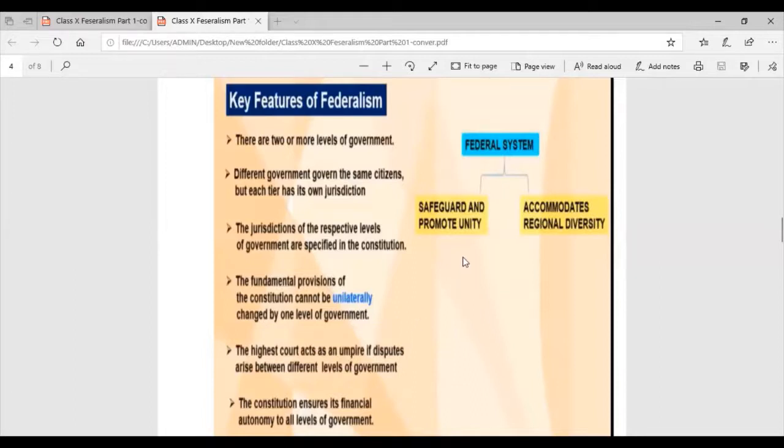And the last feature of federalism is the dual objectives. It means to safeguard and promote the unity of the country and accommodate regional diversity. So these are the dual objectives in a federal form of government. We know that India is a diverse country with different religions, cultures, languages, etc. We accept the diversity which is seen in different parts of India.